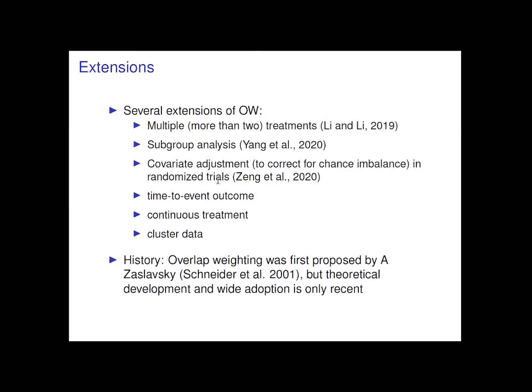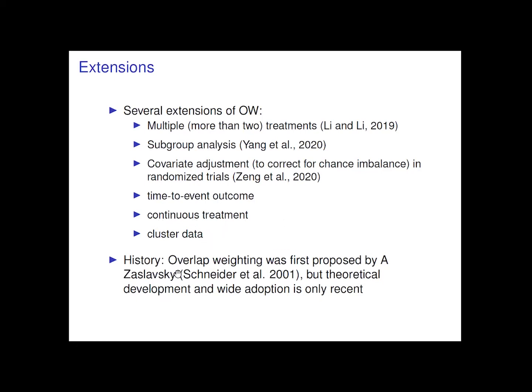Another thing is, propensity score is often used as it has been developed in the context of observational study, but it happened to be also very useful as a covariate adjustment approach to correct for chance imbalance in randomized trials. This is quite a different route, but the operation is exactly the same. And currently we're extending it to time-to-event outcome, continuous outcome, continuous treatment, and cluster data.